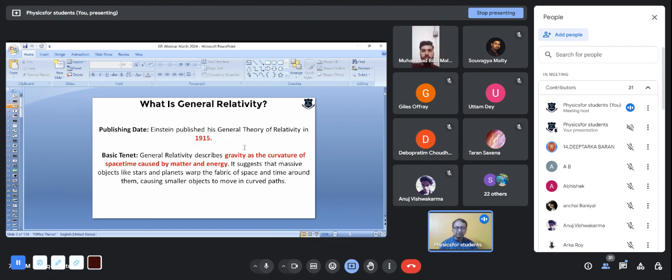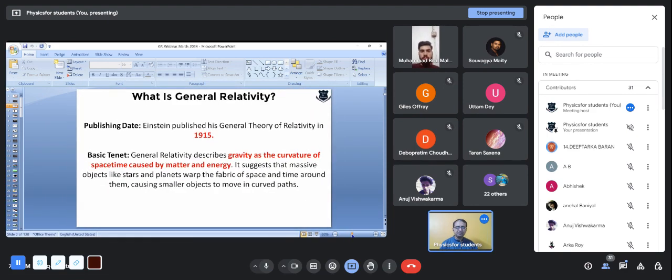Okay, let me make the screen a little bit bigger so that it is visible much clearer. I think this is best.